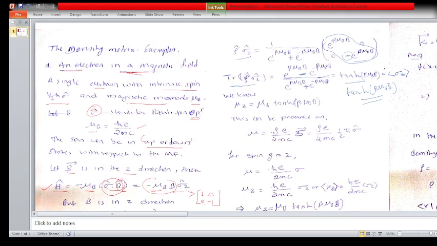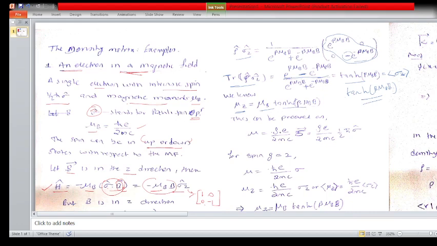Now the same, if you are calculating this mu z in the case of classical statistical mechanics also, that is the magnetic moment of this electron which is in the magnetic field, and the field is applied in the z direction, what will be the magnetic moment in the z direction? So that is given by mu b tanh of beta mu bb. Okay, that we already know.